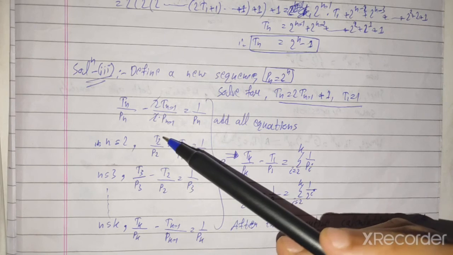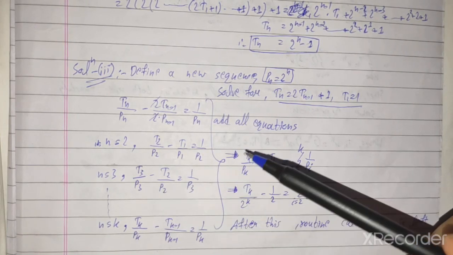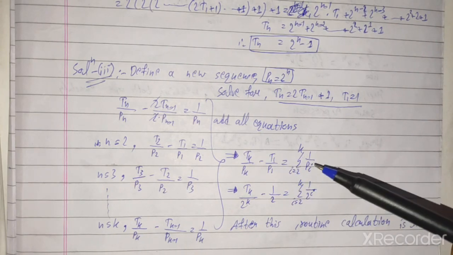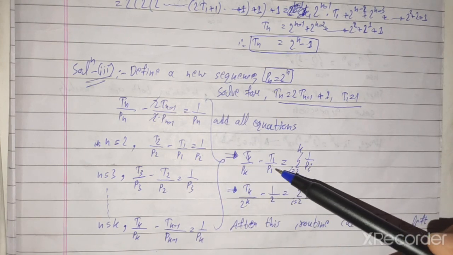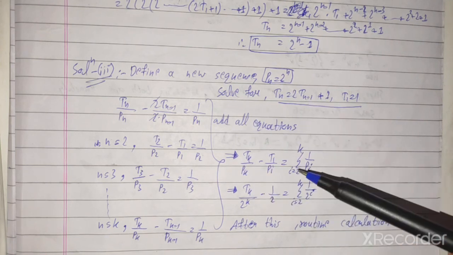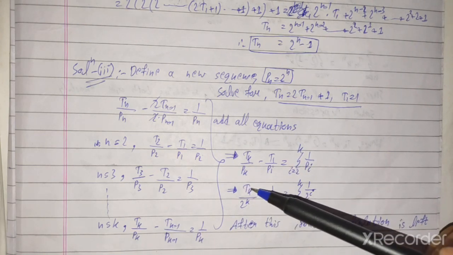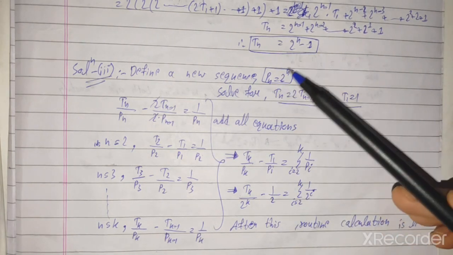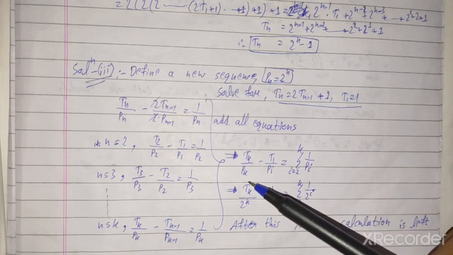If you add them, it will start getting cancelled, t2 by p2, t2 by p2, like this it will start getting cancelled. We will eventually be left with tk by pk minus t1 over p1 is equal to sigma pi, i is equal to 1 till k. This we obviously know because we defined it, and t1 we have been given, and pk we also know, and this we can easily find. This is sum of gp. We will eventually get tk's general form. So in this solution we defined a new sequence which helped us in getting telescoping, and from there we got the general form of tk.